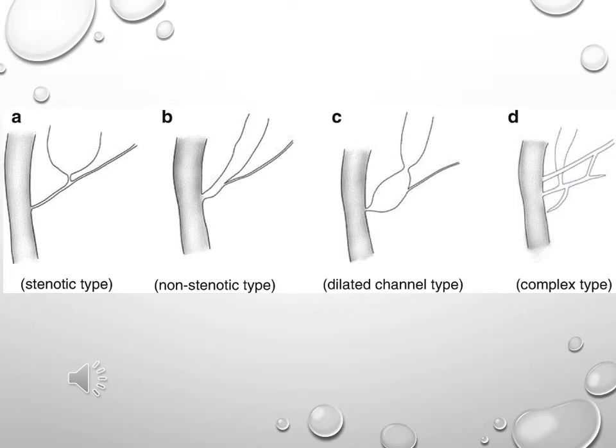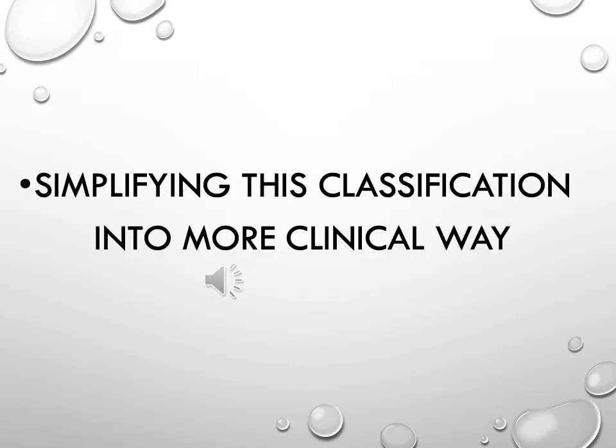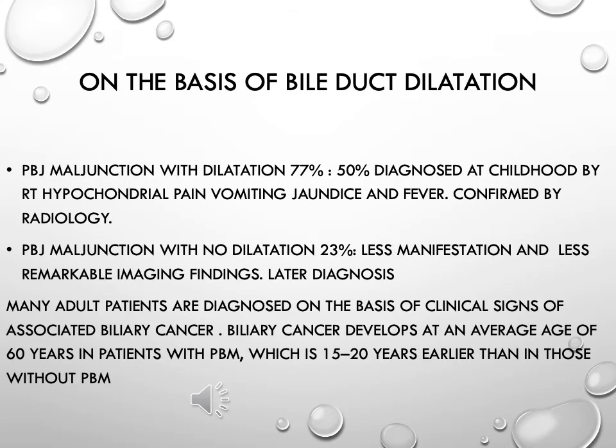In Type D we can appreciate the complexity of the junction between the CBD and the main pancreatic duct, and this type can be associated with, for example, pancreas divisum. We can even simplify this classification and put it in a more clinical way on the basis of common bile duct dilatation. On the basis of bile duct dilatation associated with pancreaticobiliary malfunction, we can divide it into two types: those with dilatation and those without dilatation.